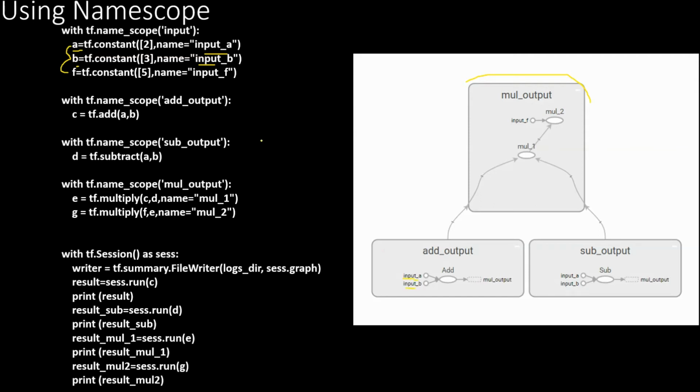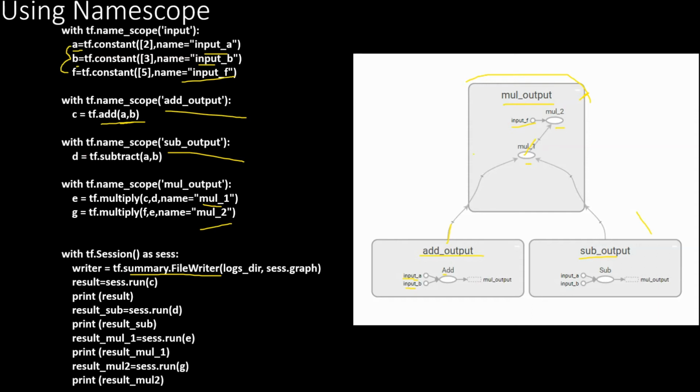Okay, and simply here we haven't given any name, so it will simply take add. And similarly, this add is within the scope of add output, so it's add output. The subtraction is within the scope of subtract output, and the multiplication, we have two multiplication operations, multiply 1, multiply 2. So this is within the name scope mul_output, and this is mul2 and mul1. So mul1 is taking input from add output and subtract output, and mul2 is taking input from input f and output of multiplication 1. And we'll create a writer file, and then we'll run in a session all these operations, and we'll get this graph.